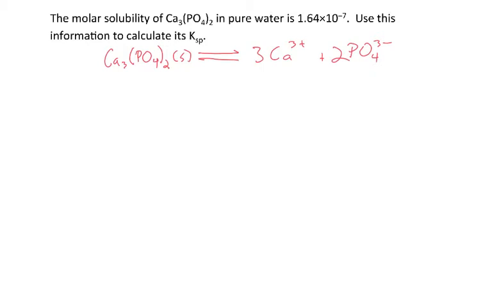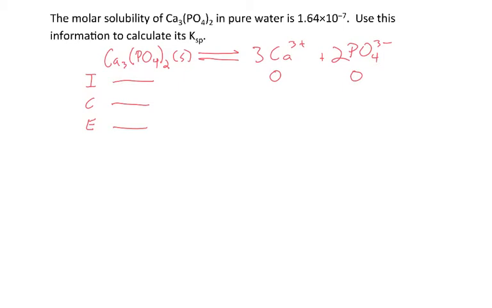All right, so what we're going to do is build our ice table and then use the equilibrium concentrations to calculate the KSP. Of course, calcium phosphate is a solid, so it doesn't appear in my equilibrium constant expression. So I won't put any values in my ice table. We're given the solubility in pure water, so the initial concentrations of calcium and phosphate are 0.